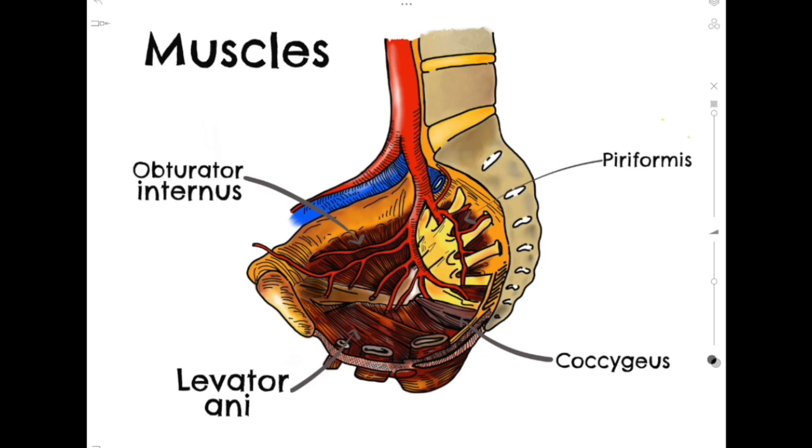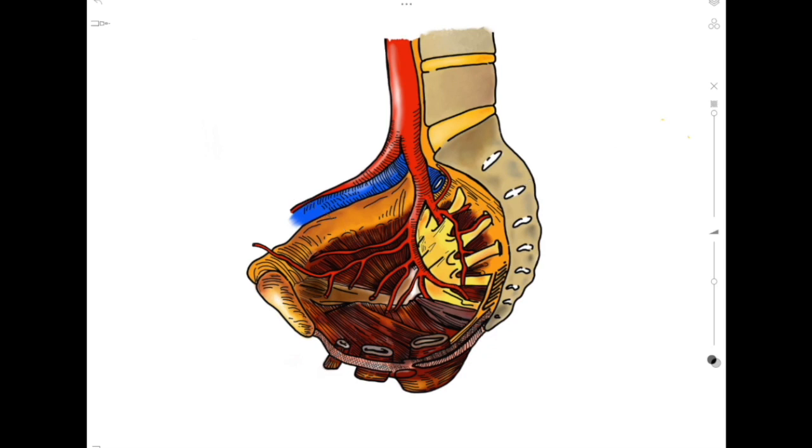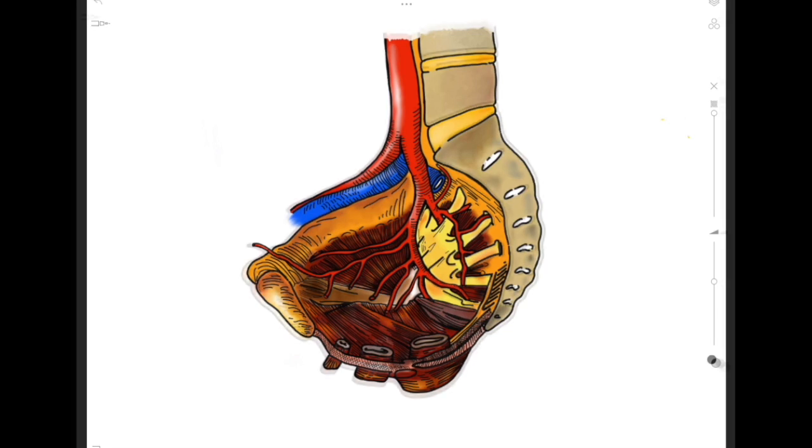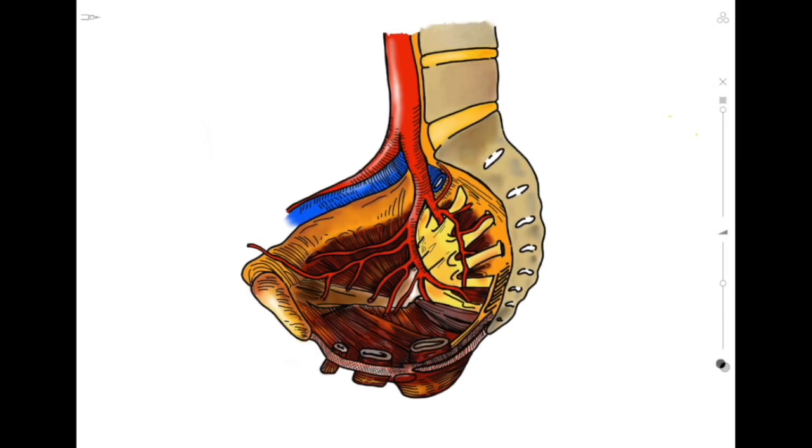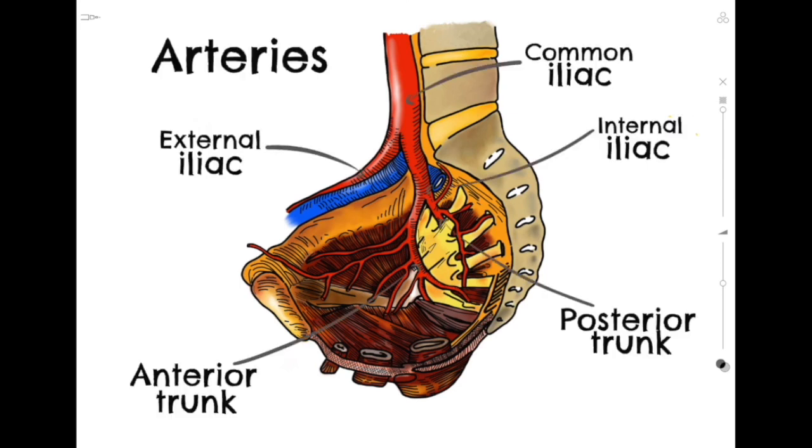Now that we've covered the muscles that sit inside the pelvic cavity, we can move on and talk about the vessels. So we're going to be talking about the branches of the internal iliac artery. But first of all, what gives rise to the internal iliac artery? Well, it's the common iliac artery. And the common iliac artery comes from the abdominal aorta.